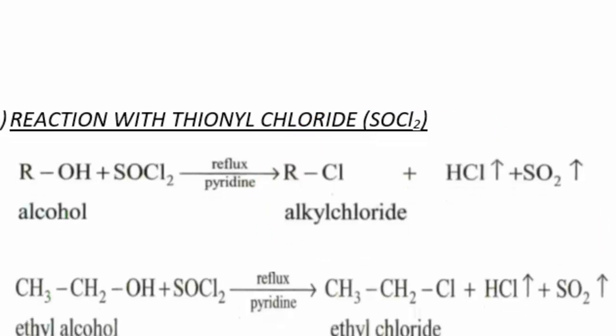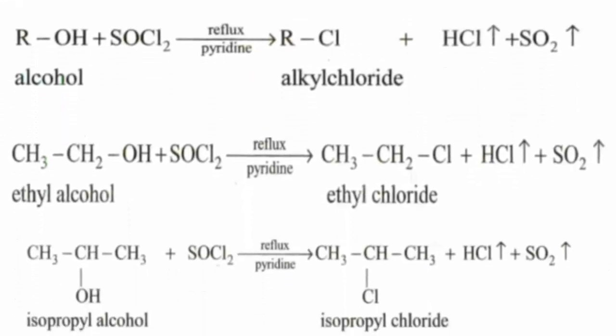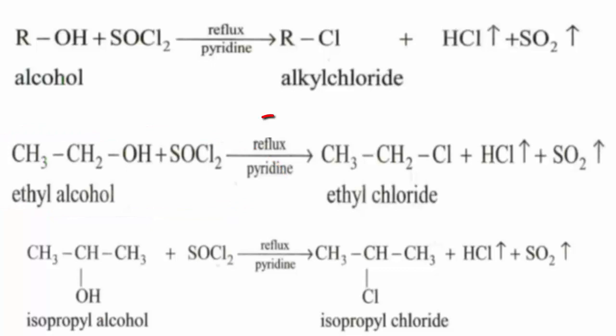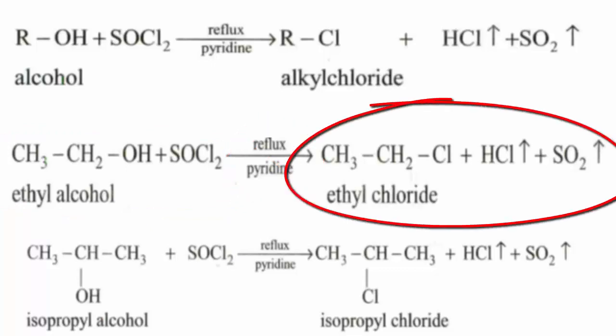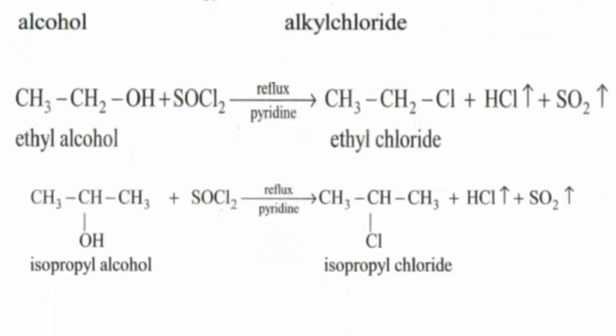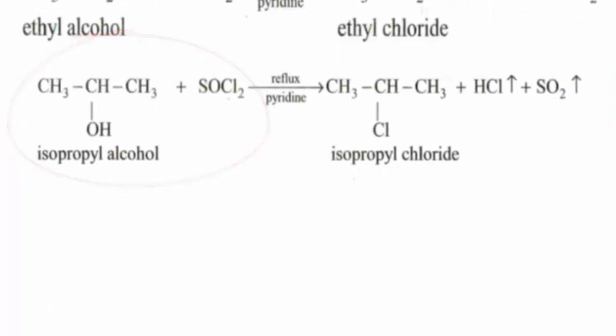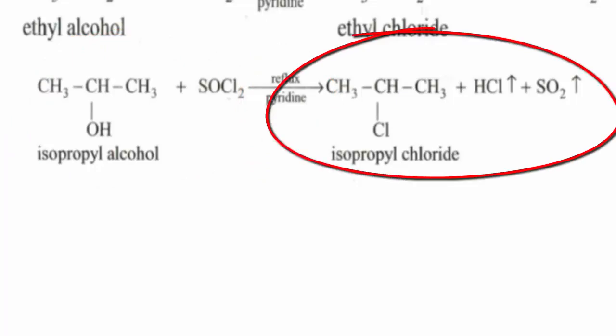Let us take the first example, ethanol. So ethanol on reaction with thionyl chloride in the presence of pyridine under reflux condition produces ethyl chloride, hydrogen chloride gas and sulfur dioxide gas. In the same way, isopropyl alcohol reacts with thionyl chloride in the presence of pyridine under reflux condition and produces isopropyl chloride, hydrogen chloride gas and sulfur dioxide gas.